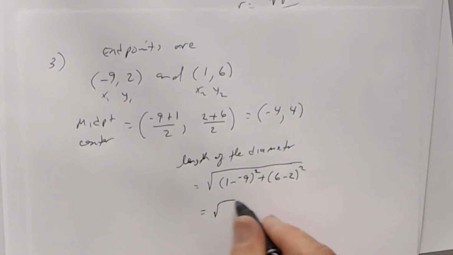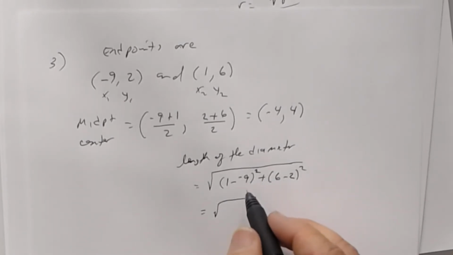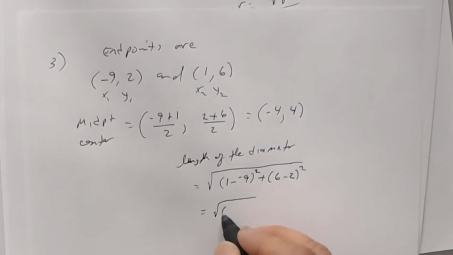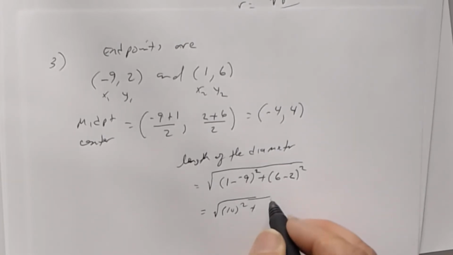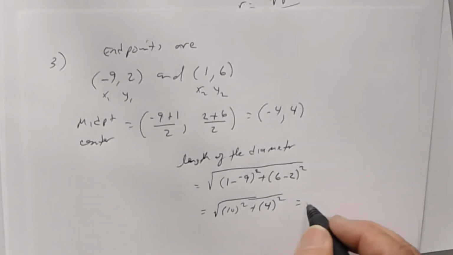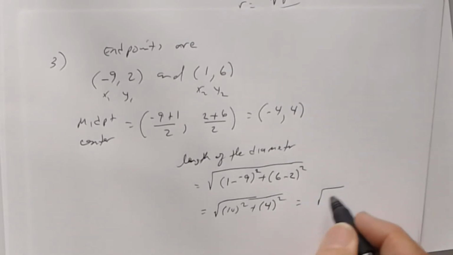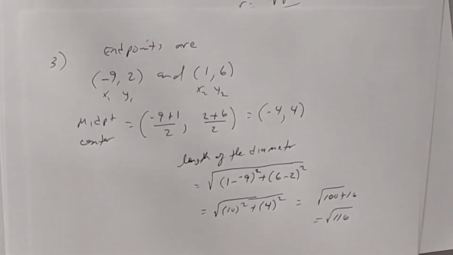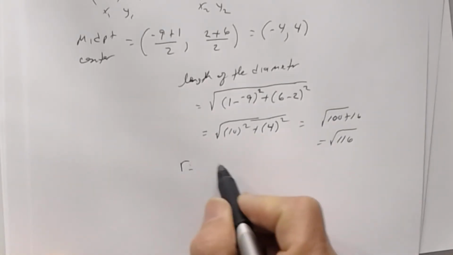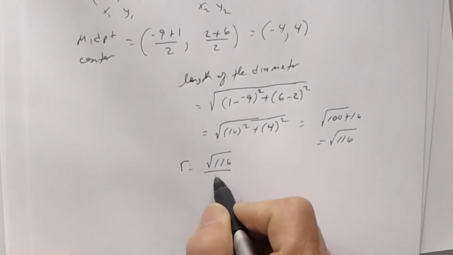All right, we're going to simplify this. 1 subtracting negative 9 is 10. I'm going to have to square that. 6 subtract 2 is 4. I have to square that. So I get 100 plus 16, which is the square root of 116. Okay? All right, so then the radius would be the square root of 116 divided by what? 2.